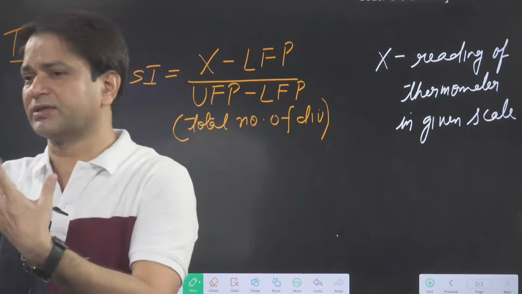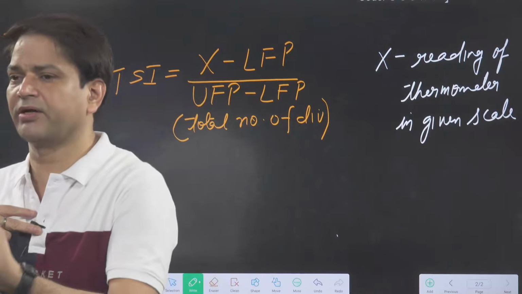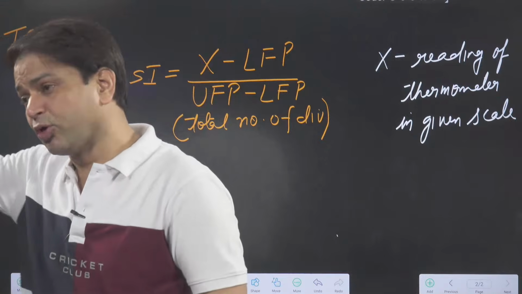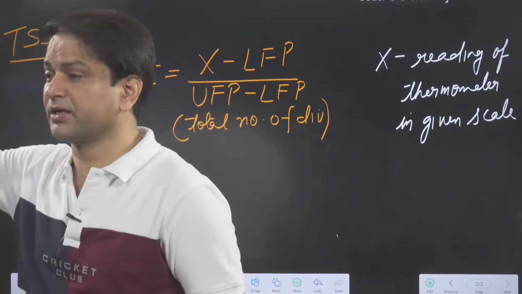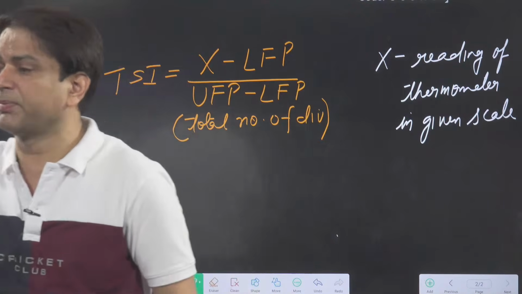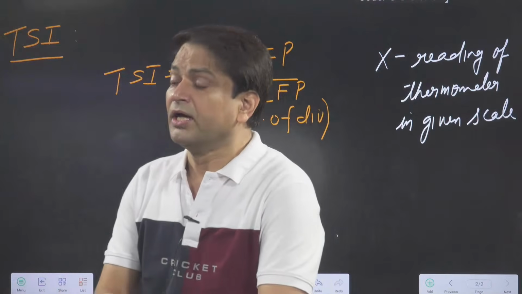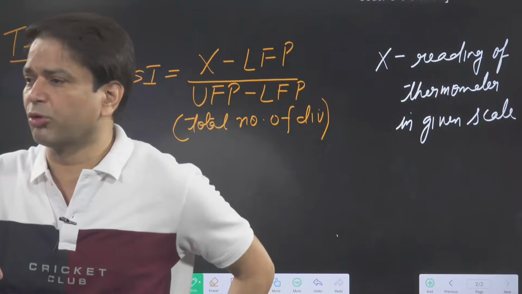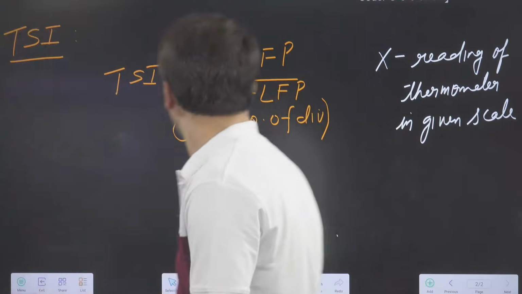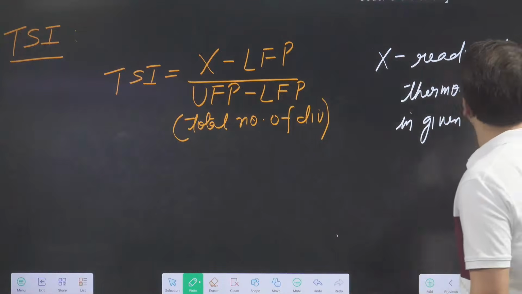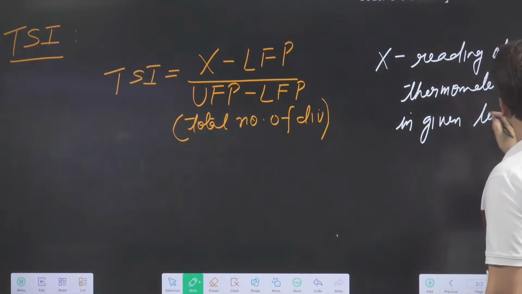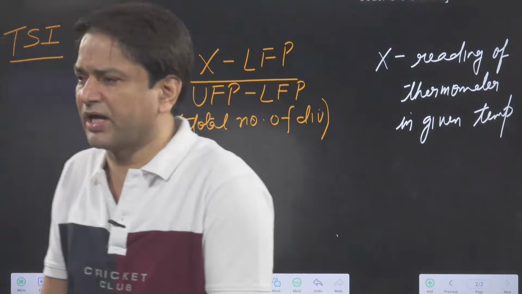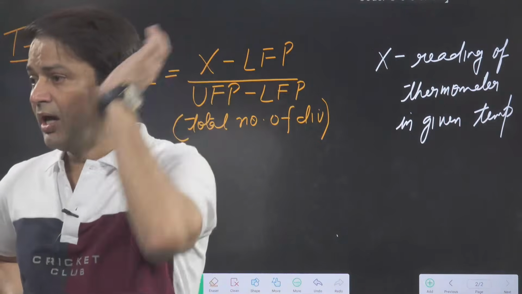With the Celsius thermometer, the reading will be approximately 37. If I use the Fahrenheit thermometer, for the same body temperature the reading will be approximately 98.4. So what is the meaning of X here? X is the reading of a thermometer for the given temperature. Whatever the temperature we are measuring, for that it is the reading. Everybody got it or not?